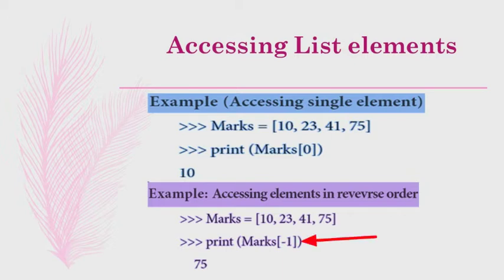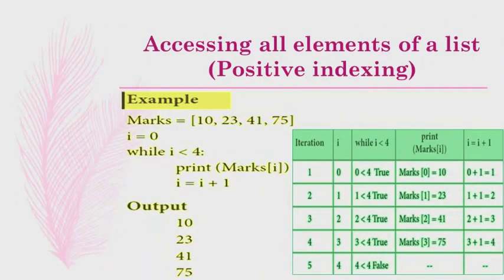Here you have to specify -1 because you have to access the element 75 in reverse order. Okay, so the 75 will be displayed on the output screen. And next, accessing all elements of a list. How will you access all elements in a list?